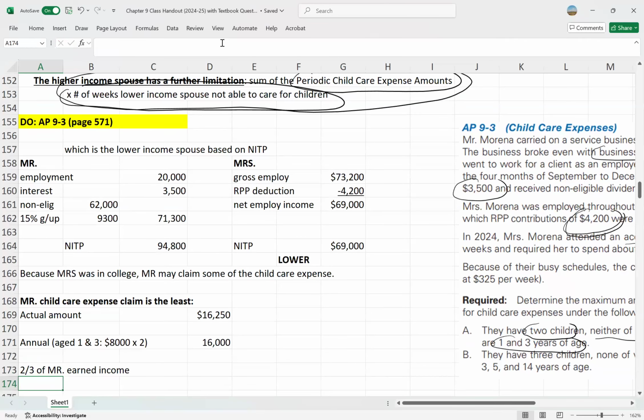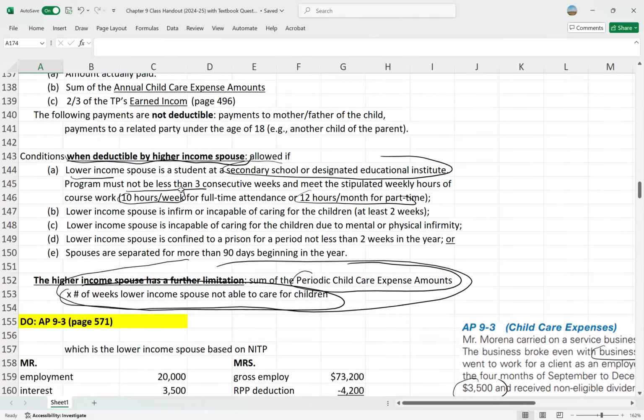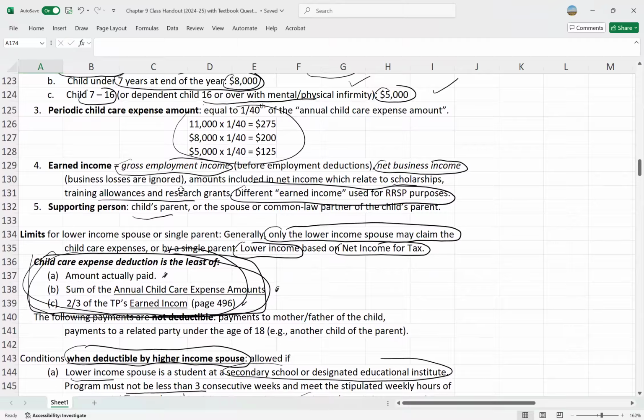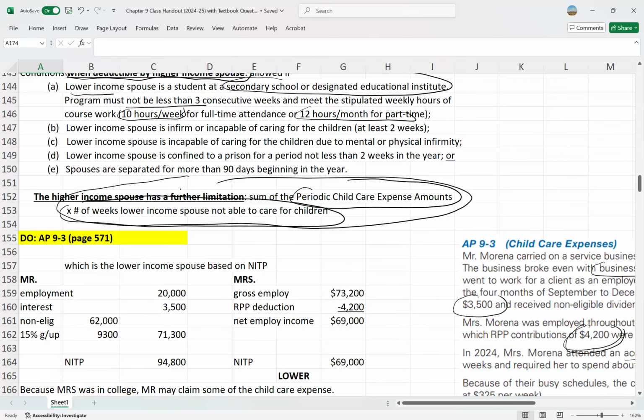Because we're doing his claim. So what is earned income? Again, for childcare expenses, earned income is your gross employment income and any net business income. We ignore any business losses. So for him, he only has gross employment income as part of earned income, because his other income was interest and dividends. Those are not included in earned income for childcare calculations.